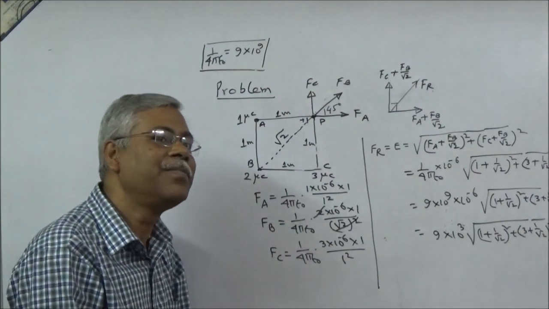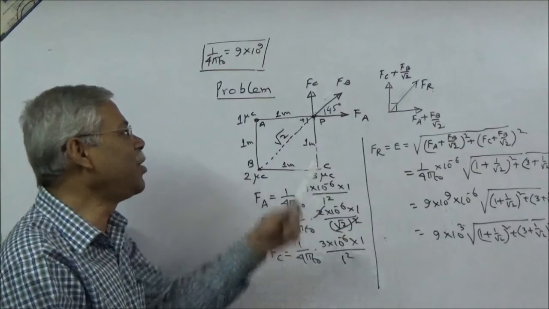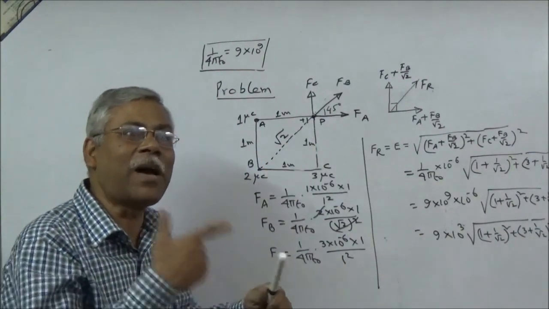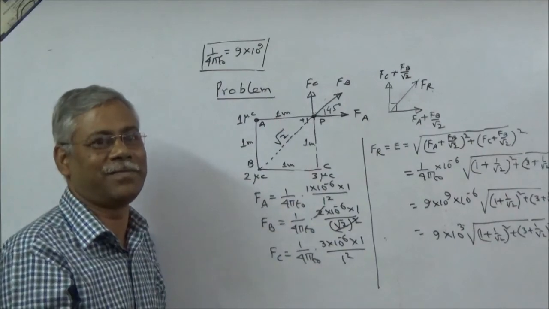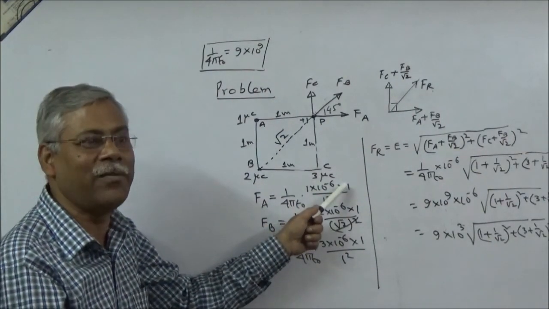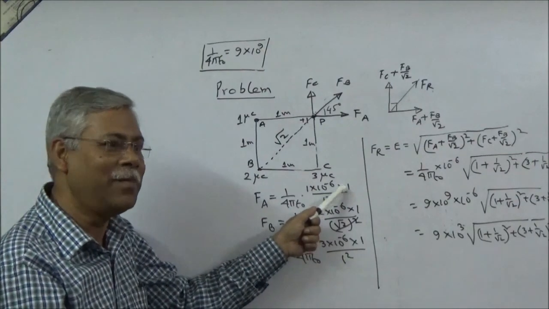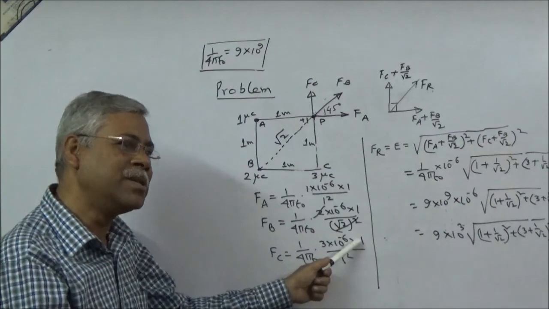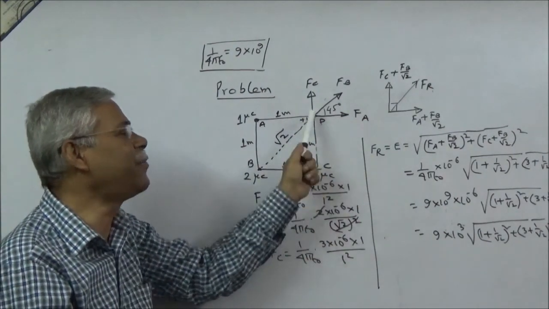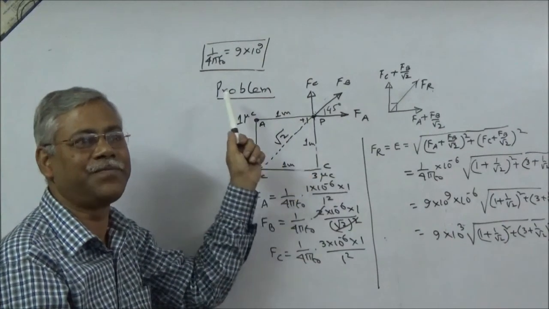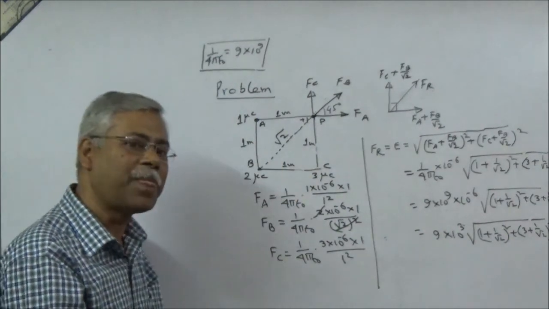Why? Because you have assumed plus 1 charge here. The net force on plus 1 charge is the intensity. In this expression I have used Q1 into Q2. What have I written in place of Q2? 1. In this place also 1. That means the net force is the intensity because we have assumed plus 1. Okay. Next.